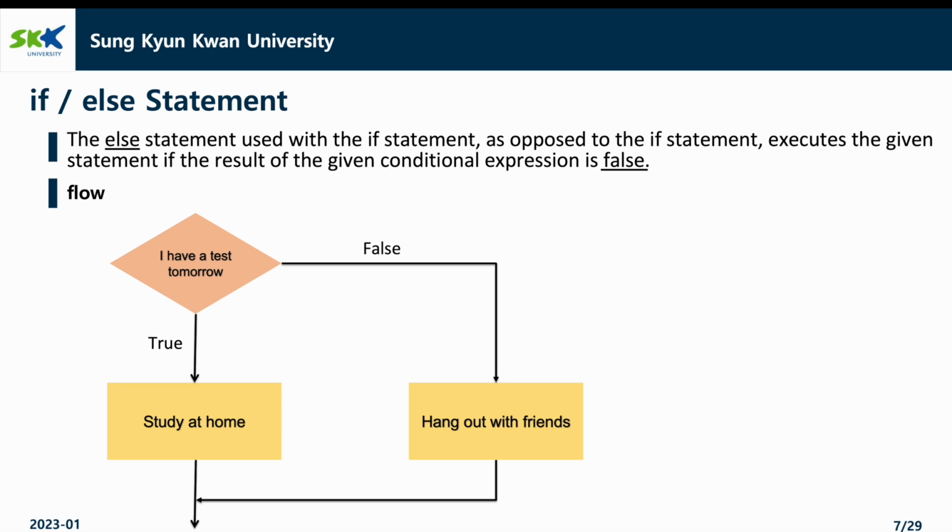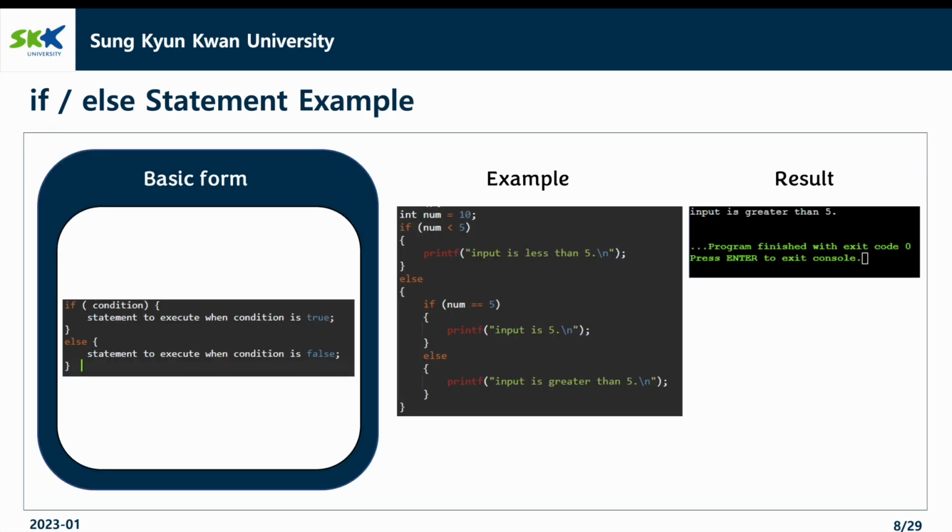The else statement used with the if statement, as opposed to the if statement, executes the given statement if the result of the given conditional expression is false. Unlike the previous example, the command hang out with friends can be executed even when I have a test tomorrow is false. The grammar of the else statement is as follows.